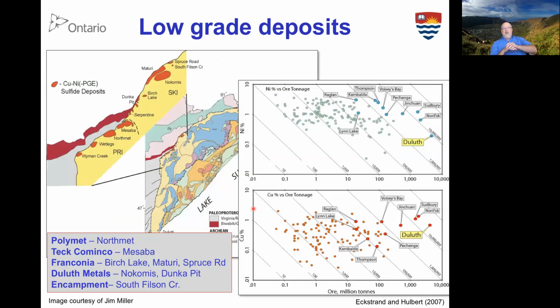All right, so I mentioned some of the low-grade deposits. We're not going to talk about those a lot today. They're mainly hosted within the Duluth complex, as you can see here, and there's a series of them, North Met, Mesaba, Nokomis, all running through the margins of the Duluth complex. If we look at them in terms of their grade and their tonnage, they are very high tonnage deposits, some of the largest tonnage systems out there, but the grades are also very low. So that makes them economically quite difficult to mine.